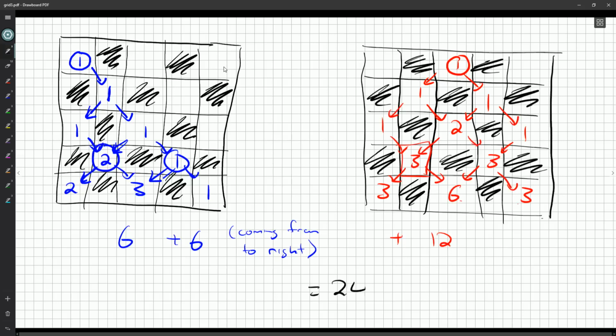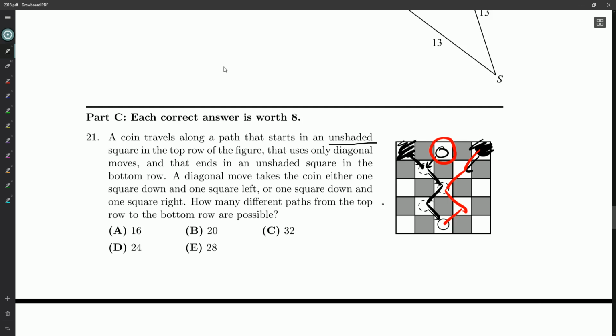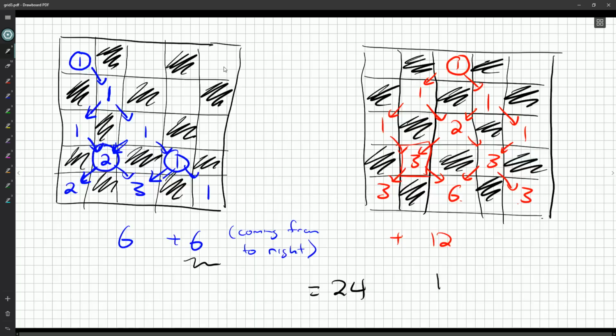I bet 18 might be one of the answers, just in case you forget to count the other one's there. But what have we got here? 24. There is no 18, so that's okay. But there we go, 24. So that's going to be our answer, D, 24. And that moves us right into our next question, question 22.